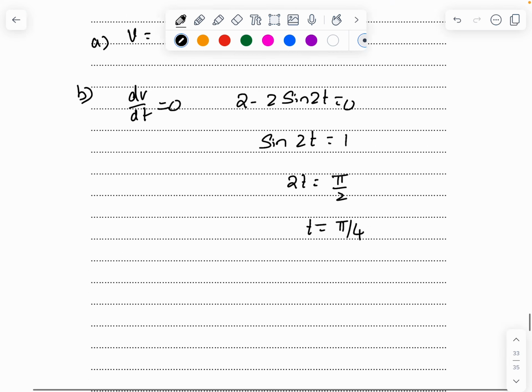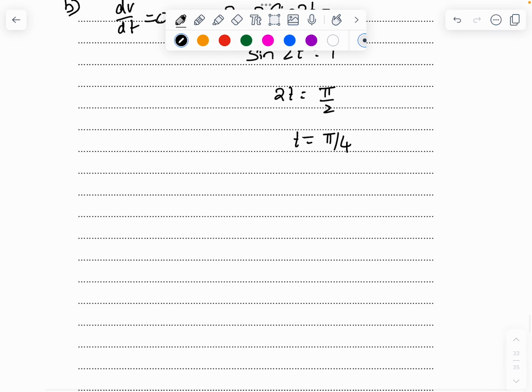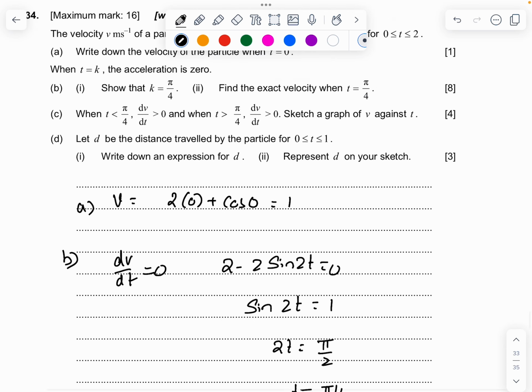Find the exact value of v when t equals to pi by 4. So k value is pi by 4. So for that, velocity will be 2 times pi by 4 plus cos of 2 pi by 4, which is going to be pi by 2. When t is less than pi by 4, velocity is greater than 0, derivative of velocity is greater than 0. When t is greater than pi by 4, derivative of velocity is also greater than 0.